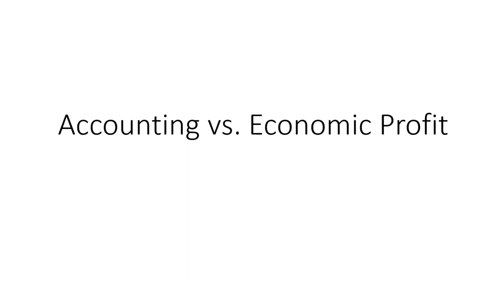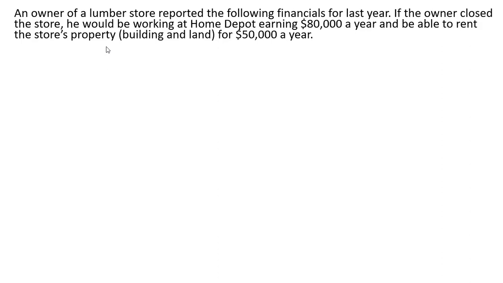Hello, in this video we're going to look at the concepts of economic profit and accounting profit and do a couple of examples. So we're going to start here with an owner of a lumber store who reported the following financials for last year. If the owner closed the store, he would be working at Home Depot earning $80,000 a year and be able to rent the store's property, the building and land, for $50,000 a year.